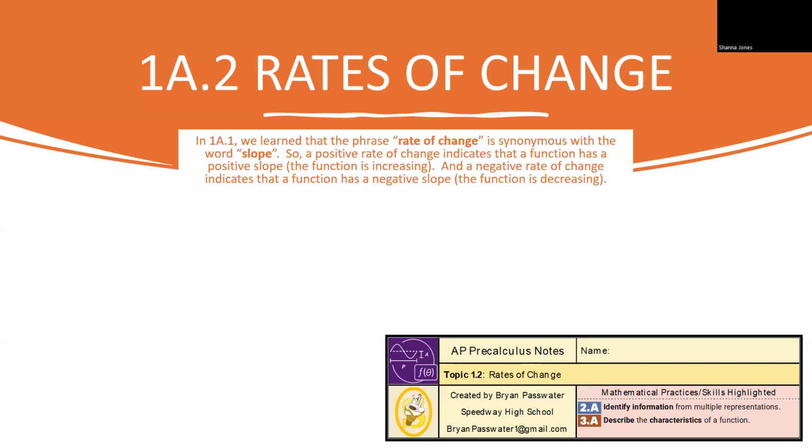Got it? So when we talk about slope, though, slope pertains to a linear function, right? A linear model. So are all functions linear, though? No. So that's why we use rates of change when we're talking about all functions. Slope is specifically for a line. Rates of change is for everybody. Got it? All right.